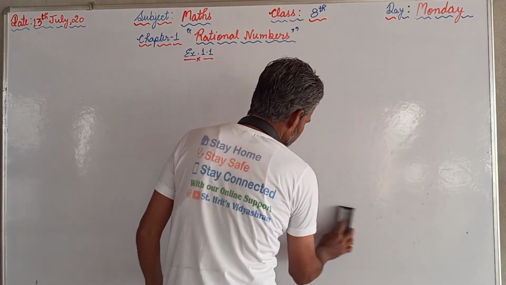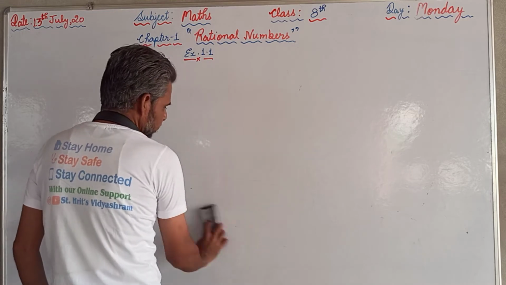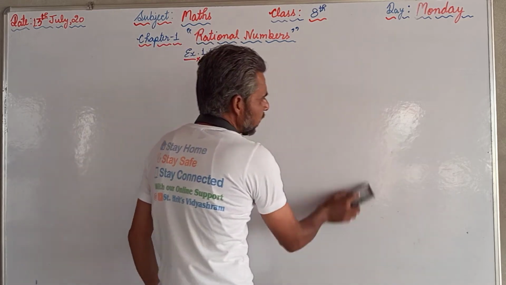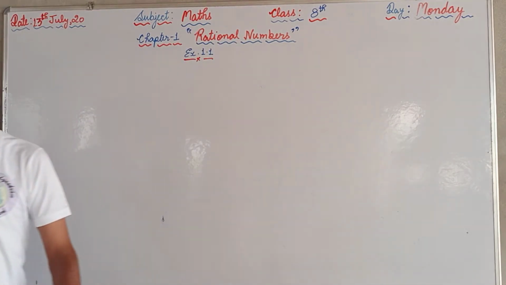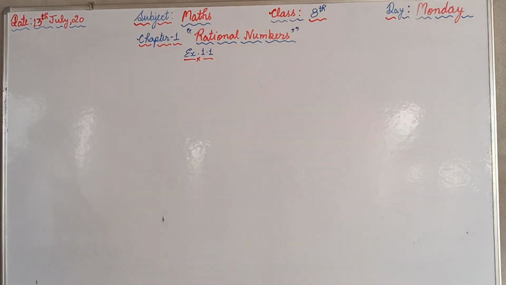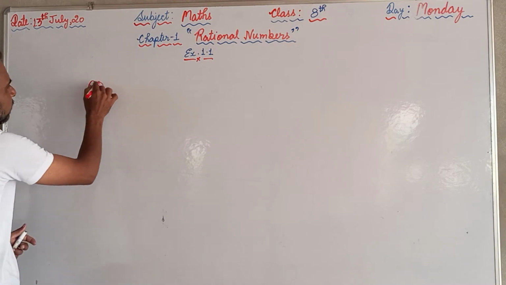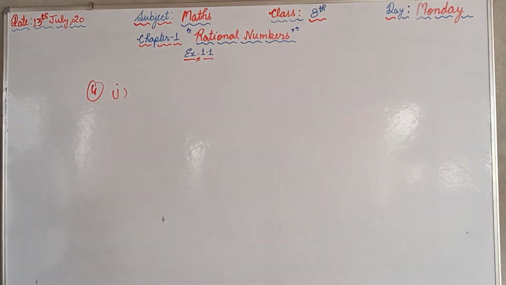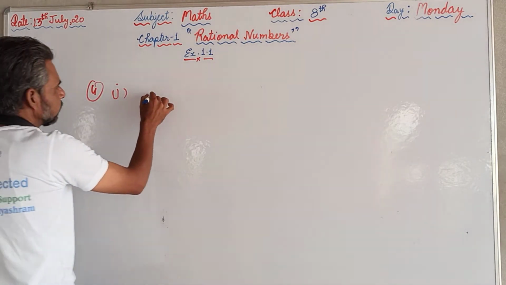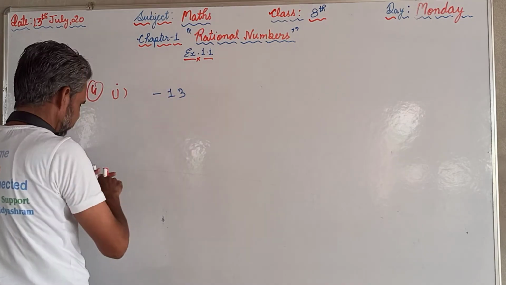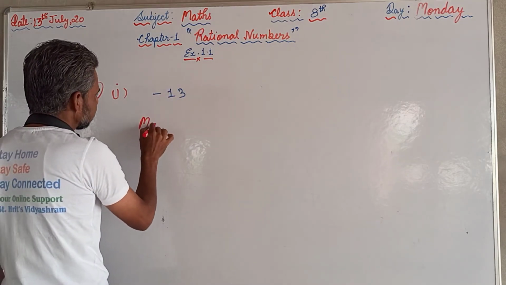In that we are supposed to find the multiplicative inverse. Till now we are finding the additive inverse, now we will find the multiplicative inverse of. The first question is that multiplicative inverse of minus 30. Multiplicative inverse.